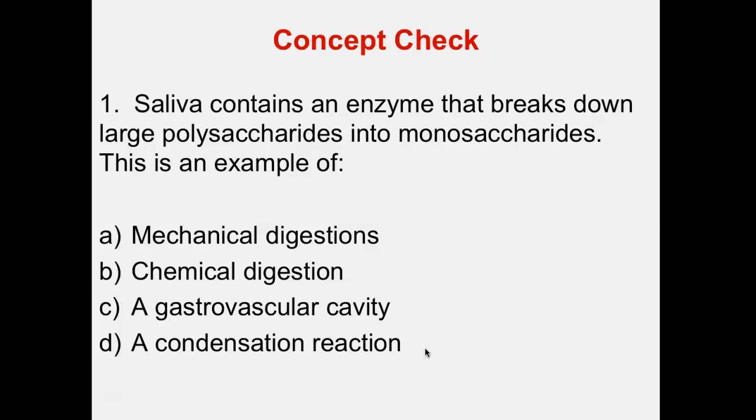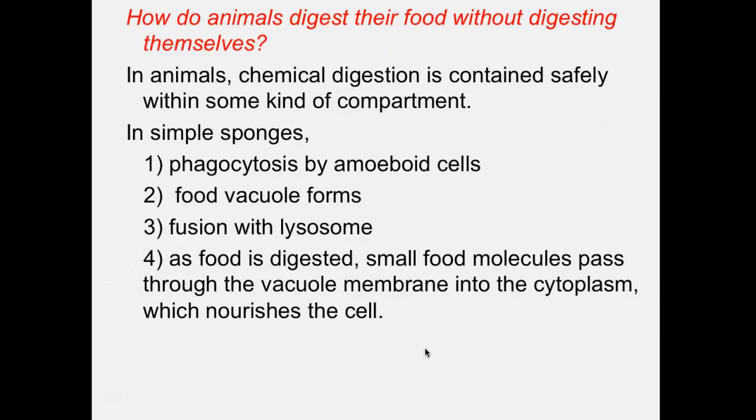So what's our concept check here? Saliva contains an enzyme that breaks down large polysaccharides into monosaccharides. This is an example of... So you should have chosen answer B, right? It's a chemical digestion with enzymes.